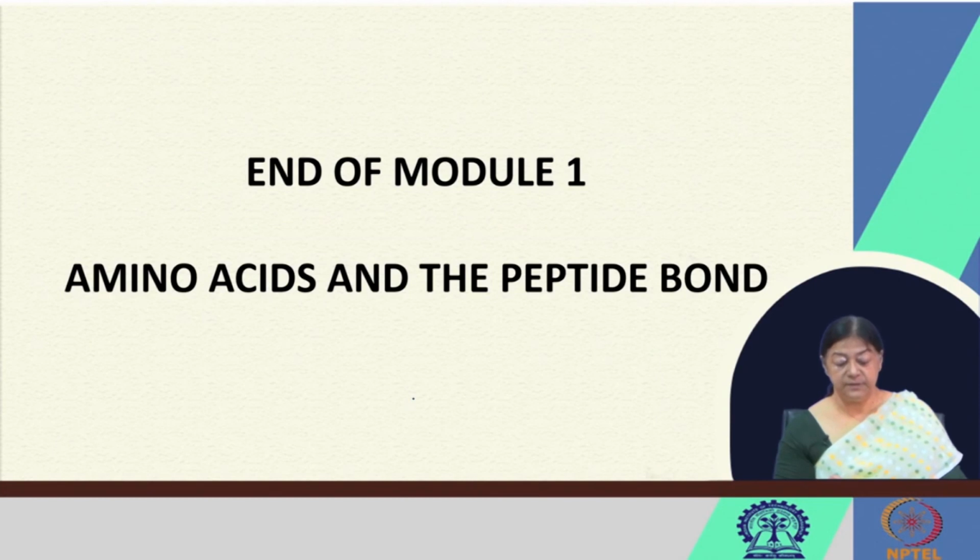So, this completes module 1, where we looked at amino acids and the peptide bond. We looked at specific characteristics of the amino acids, what the side chains are, what types of side chains we can have, and how they can have different properties. We then went on to look at the peptide bond formation, its geometry and its specific characteristics. We will begin module 2 with an understanding of the primary structure and look at protein architecture and protein structure. Thank you.